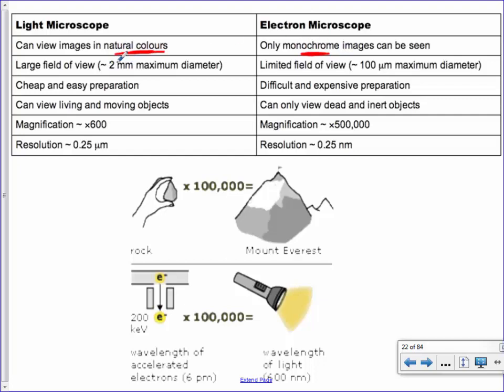You get a pretty large field of view in a microscope. But, I mean, if an electron microscope zooms in that close, I mean, we are talking the smallest stuff we can find.